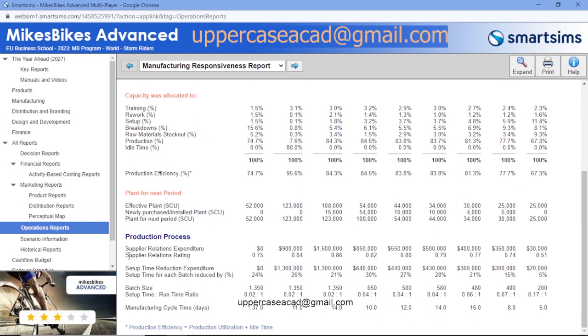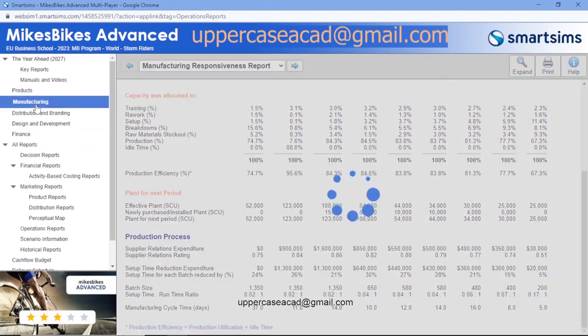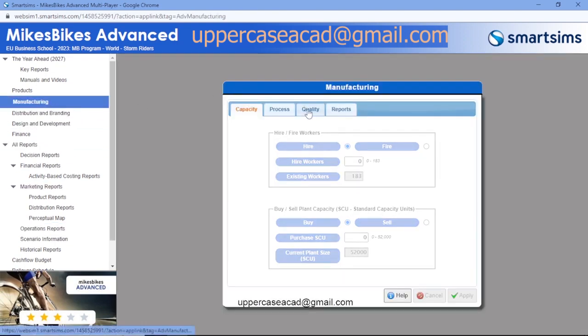Look, you see this supplier relation index. Note that as your supplier relation index increases, your supply of raw materials improves, and you cannot afford to hold lower stocks of raw materials inventory. So the next step after the process is the quality.